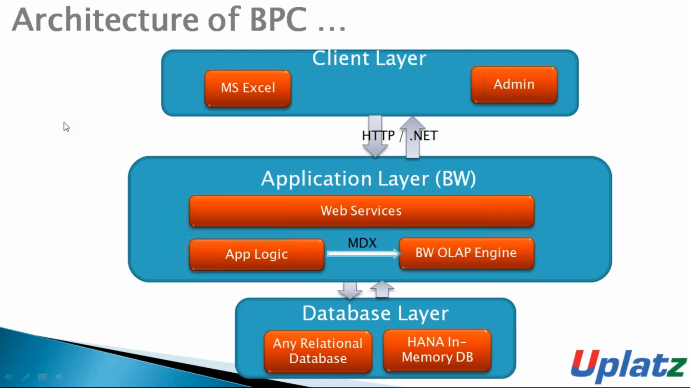And coming to the application layer, for any software or any tool, we need an application layer where the data will be processed. For BPC, since it is an SAP related tool, BW is the application layer, because for SAP, all the data warehouse activities are done in the BW layer, which is called Business Warehouse, and it is also called Business Intelligence, because it can do the data warehousing part as well as the data analytics part.